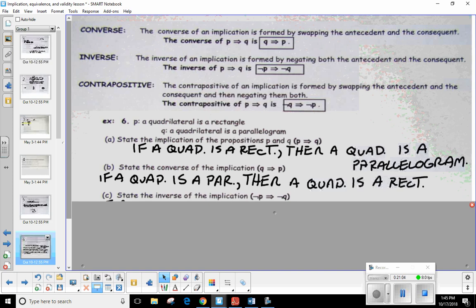State the inverse. Now, while the converse switches the antecedent and the consequent, the inverse simply negates both of them. So Evelyn, can you tell me not P implies not Q? If a quadrilateral is not a rectangle, then a quadrilateral is not a parallelogram. That's exactly right.